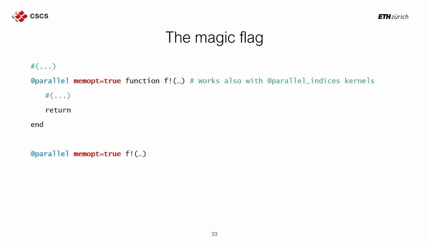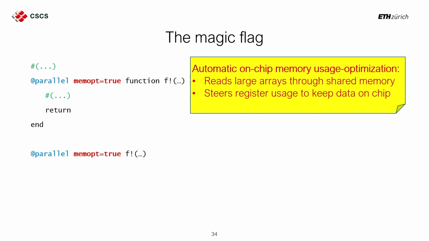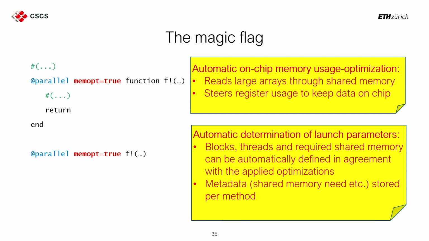And then we have some automatic optimizations, where we just have to set a flag and it does everything. It will use shared memory, etc., and register usage to avoid redundant memory accesses, mostly, right? As we see in all these exercises. And at the same time, it will automatically determine the launch parameters, how much shared memory is required, etc. It does all of it automatically.